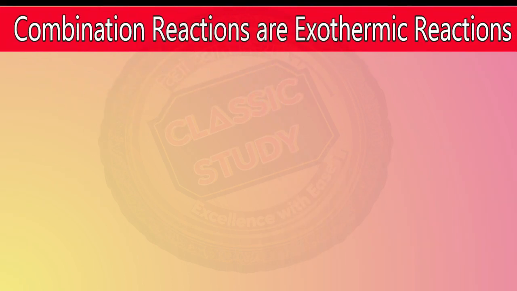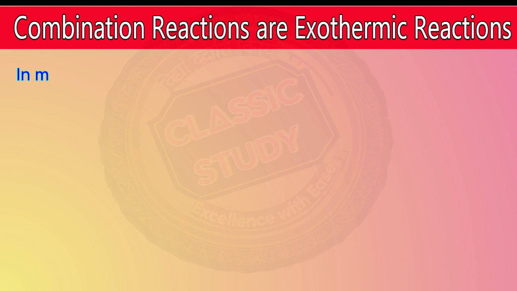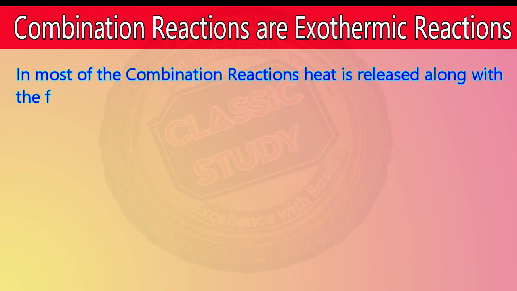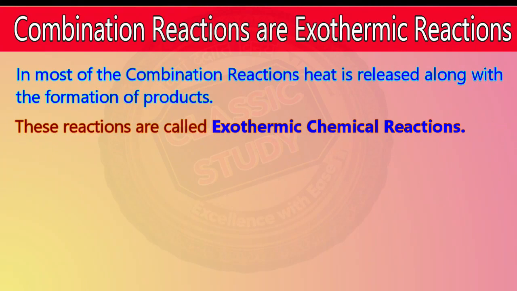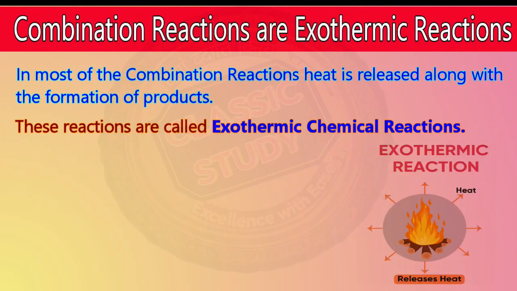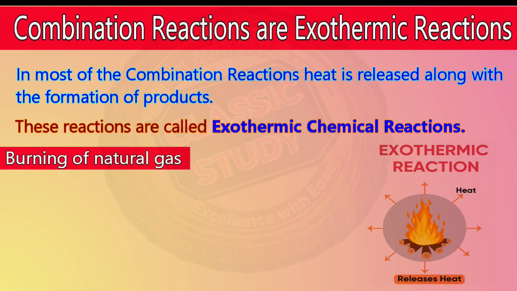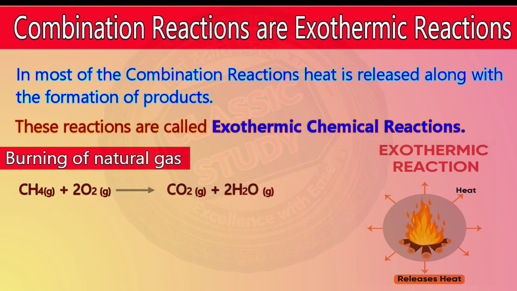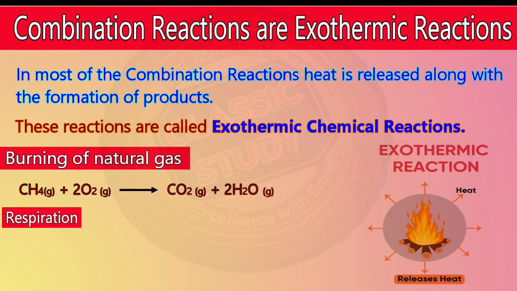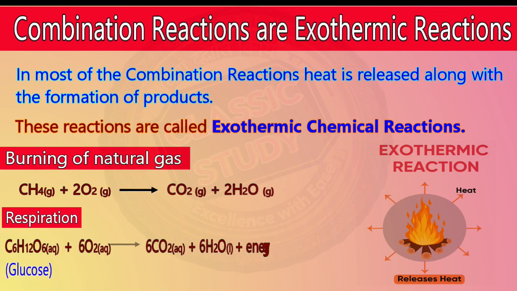Combination reactions are mostly exothermic reactions. That means along with the formation of product, a lot of heat is produced. So such reactions are called exothermic chemical reactions. So exothermic reactions are the ones in which a lot of heat and energy is released. Some examples are burning of natural gas, CH4, which is methane, combines with oxygen to give you CO2, carbon dioxide, and water, releasing a lot of heat. Respiration in human body, where there is oxidation of glucose, C6H12O6, combining with oxygen, gives 6CO2, carbon dioxide, and 6H2O, water, with release of energy, which is used for bodily activities.